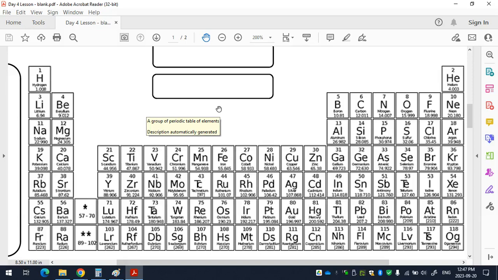Okay, let's quickly review. Who remembers the name of these ones? I'll give you a hint. They refuse to react with anything else. They're like so high in society. These are called what? Noble gases. Do you remember what we call these ones? These four. What's the group before noble gases? Starts with H. Halo? Yeah. Halogens. These are halogens.